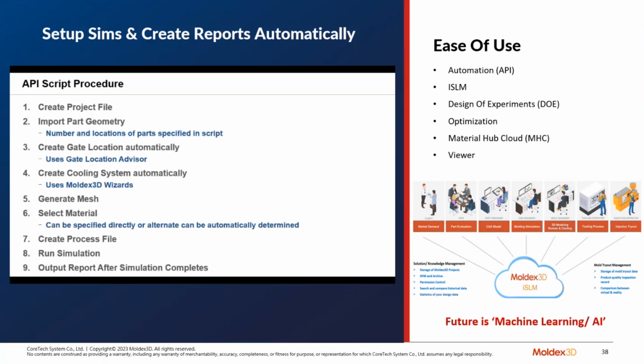We have ISLM. I hope you have already looked into it. But basically, it's a database of actual simulation data and production data all in one place. So you can compare past projects, take all the learnings, and apply them to future projects automatically. Then Material Hub Cloud, which is the database of around 9,000 materials. We have Viewer. So if you want to send results to your clients, you can ask them to download the Viewer, and you can send them the Viewer file.